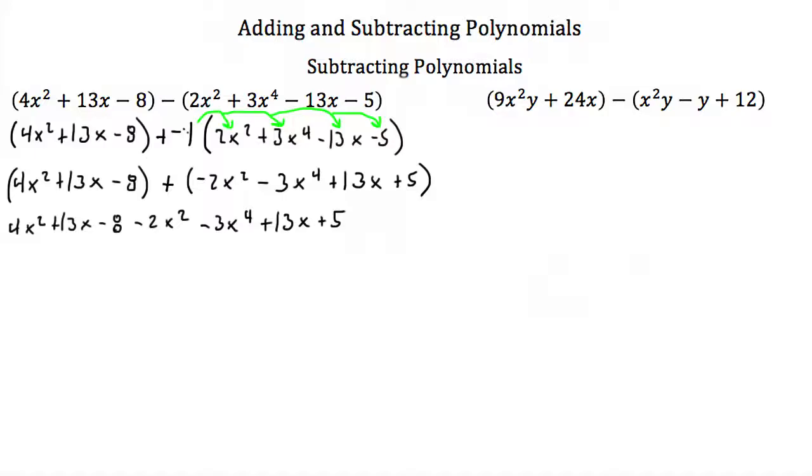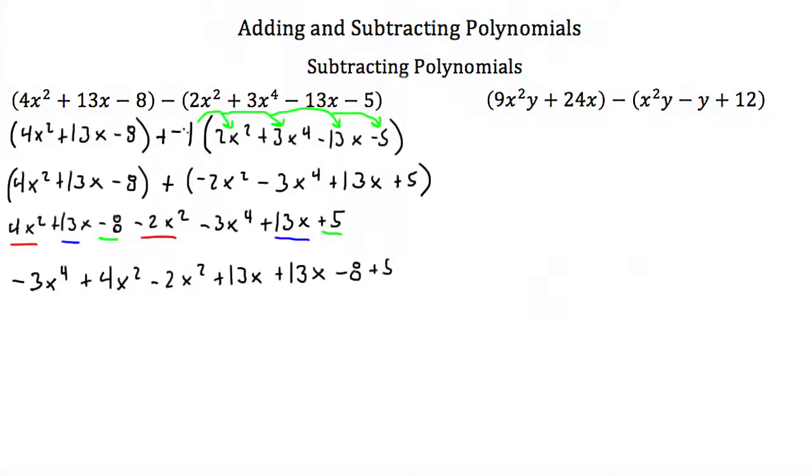Now we need to identify and combine our like terms. I have a 4x squared and a negative 2x squared. I also have a 13x and a 13x. And then lastly, I have two constant terms. I have a minus 8 and a positive 5. So now that I've identified all these terms, I'm going to write them so they're put together. So I'll have a negative 3x to the fourth plus 4x squared minus 2x squared plus 13x plus 13x again minus 8 and plus 5.